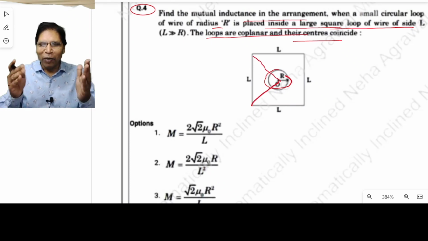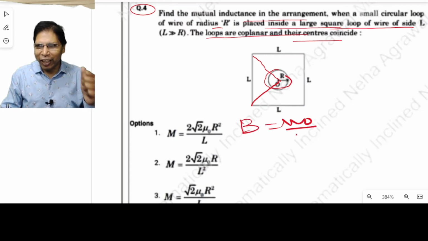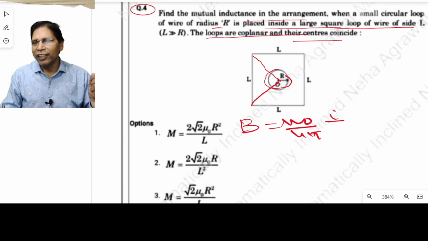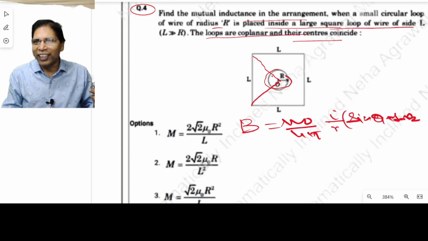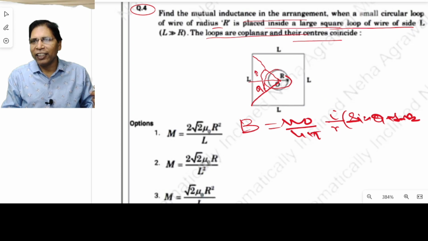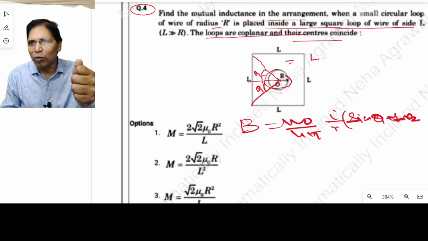Now look at this, the formula of magnetic field at the center of the square: μ0 / 4π × I / r × (sin θ1 + sin θ2). What are θ1 and θ2? Look at this angle, this is θ1 and this angle is θ2. So here, θ1 and θ2 both are 45 degrees.